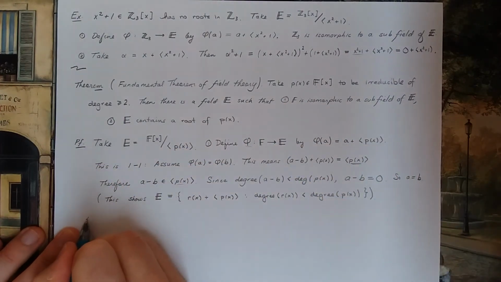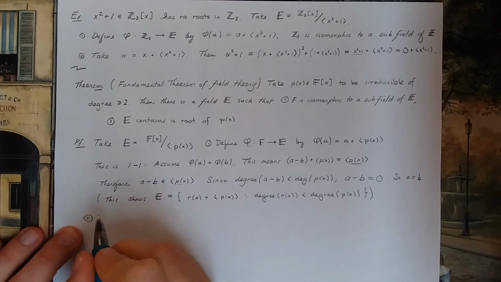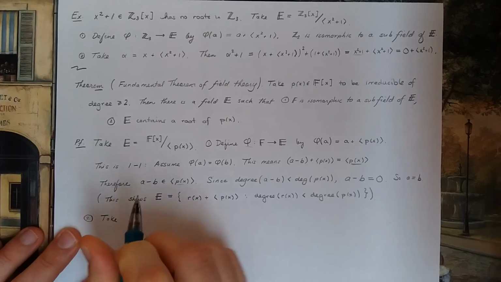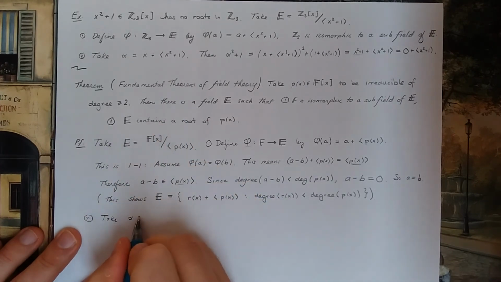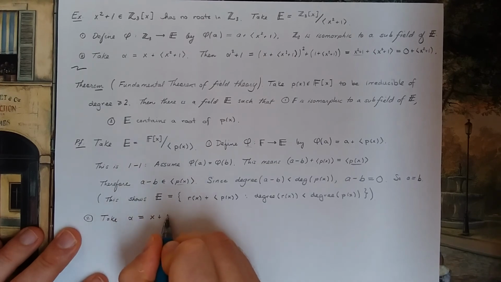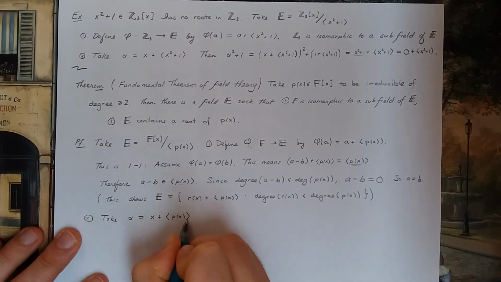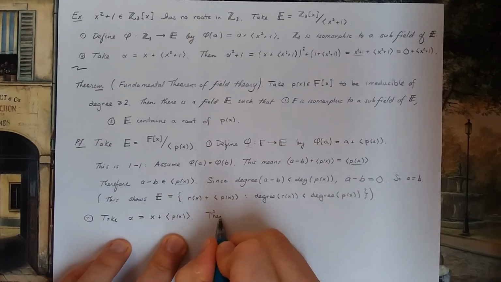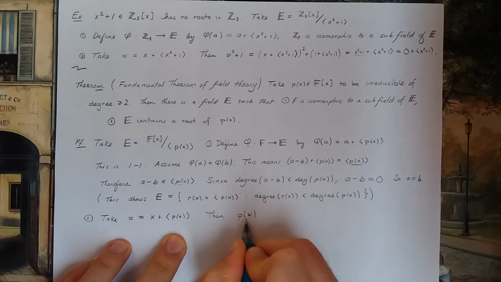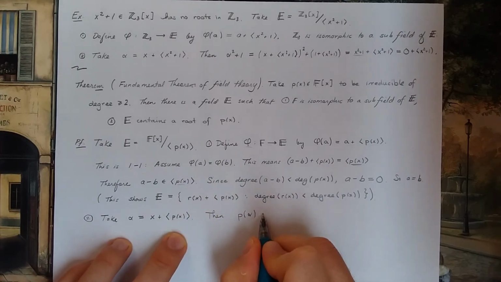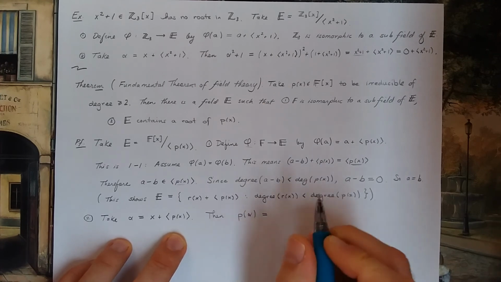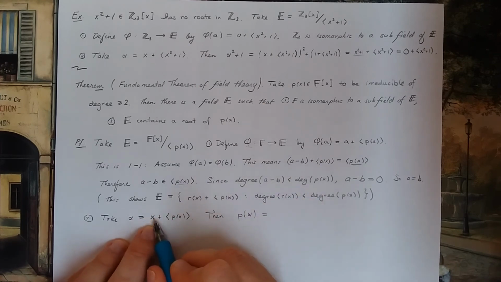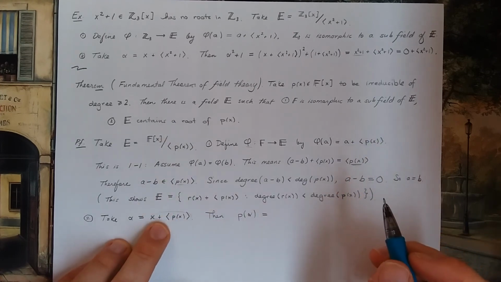So let's look at condition 2. Condition 2, I need to find a root of my polynomial. And I'm going to do the same thing I did in my example, and I'm going to take alpha to be x plus my coset, my ideal. Then, what is p of alpha? So p of alpha would be the same as plugging x plus this ideal into my polynomial.